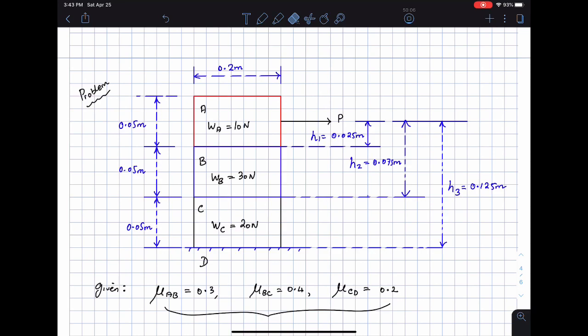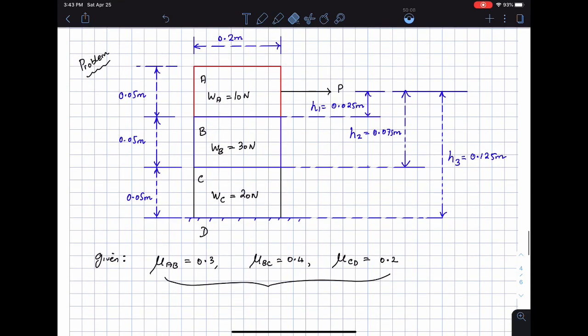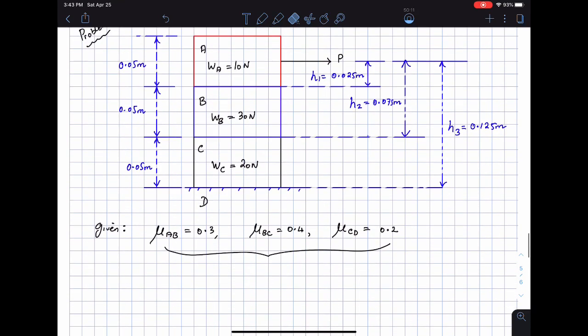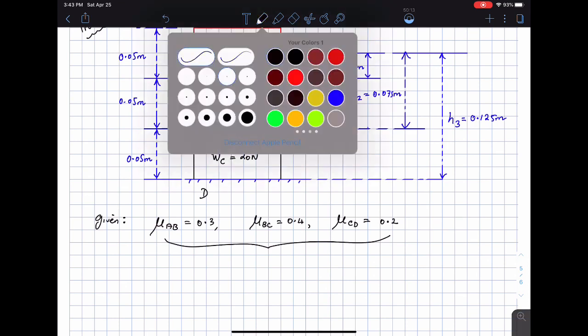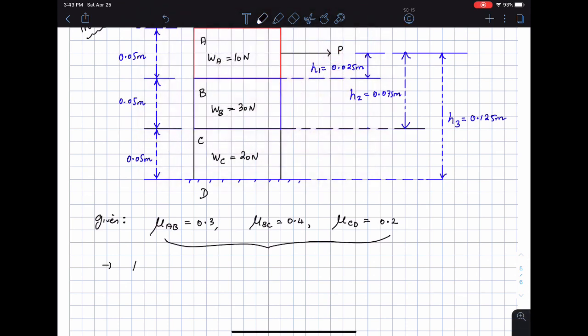All right. What are the things I need to do? I need to find the minimum force P for motion to impend. So what I have to do in this problem is find the minimum force for motion to impend. This is the thing that we need to do in this particular problem.